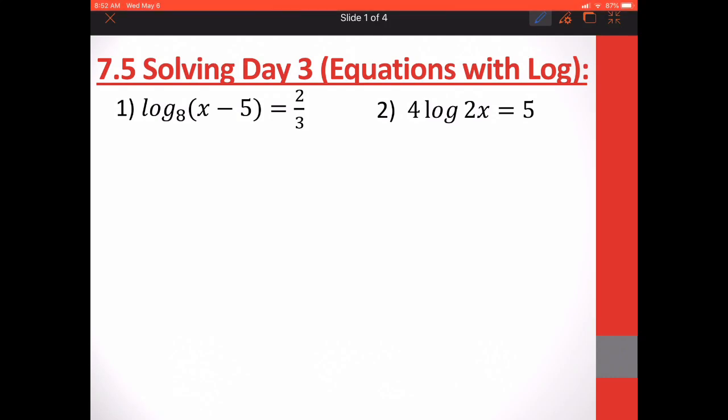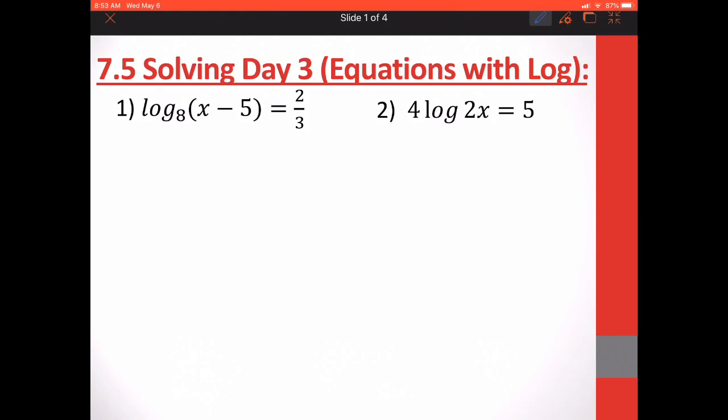Today we're going to solve equations with logs. In order to do that, we need to make sure that we only have one log in the problem. If there are multiple logs, we'll have to use one of our properties that we know in order to condense it into one log. All right, in example 1, we're going to solve this.